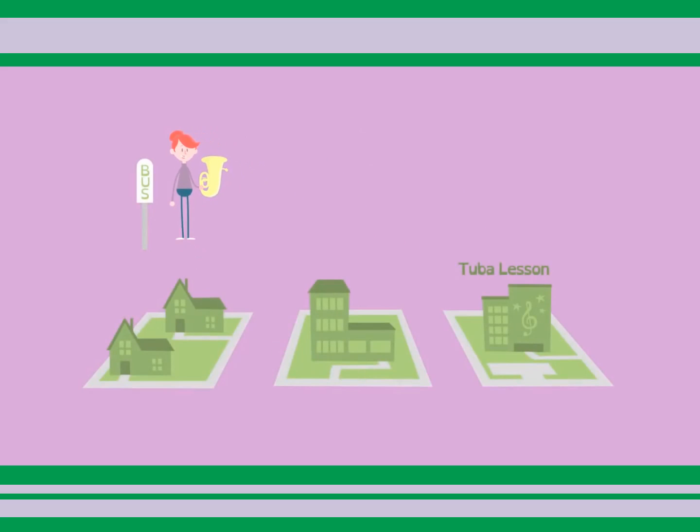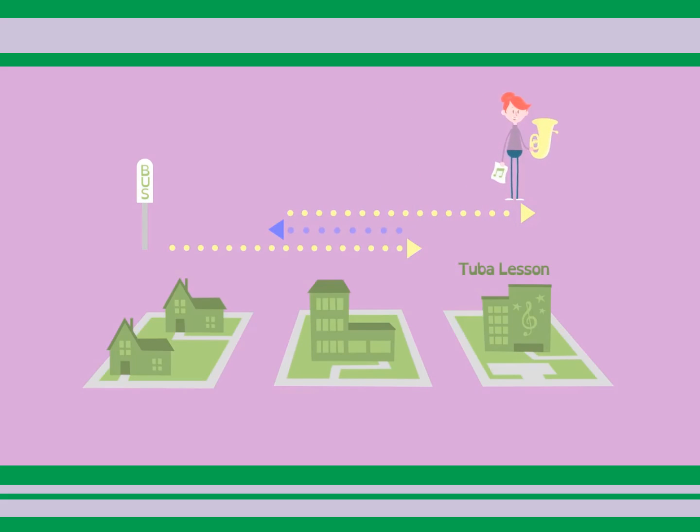Here's Lucy. She needs to walk to her tuba lesson, 3 blocks from the bus stop. After walking 2 blocks, she realizes she dropped her sheet music. She goes back 1 block, finds it, then continues to her lesson.